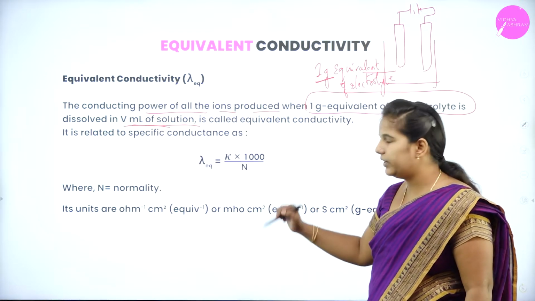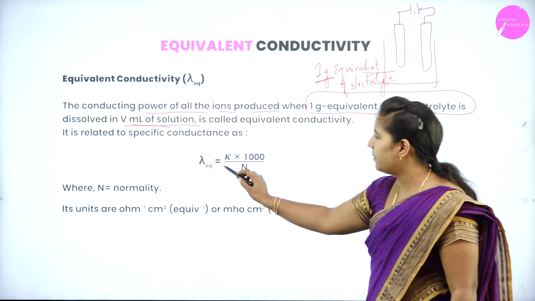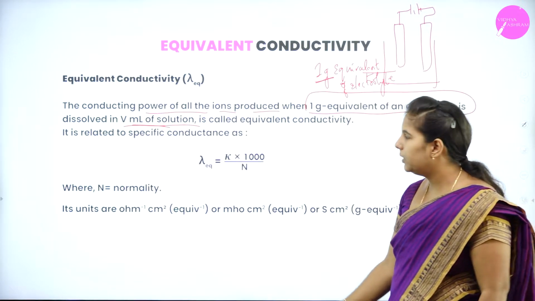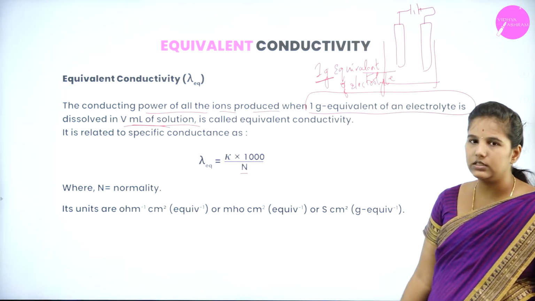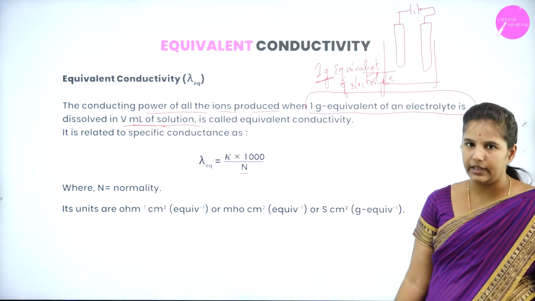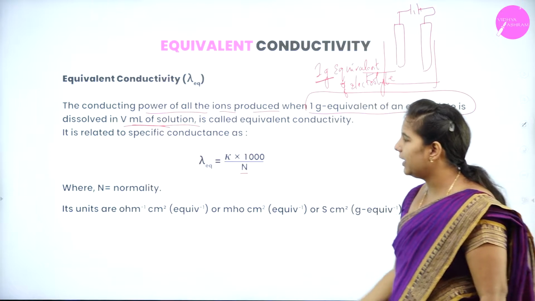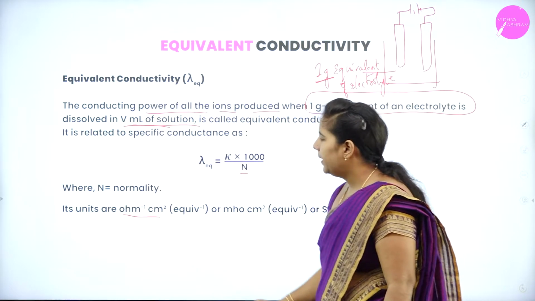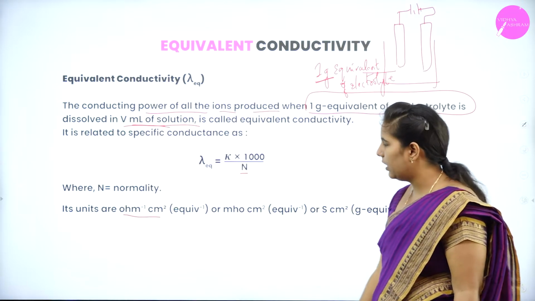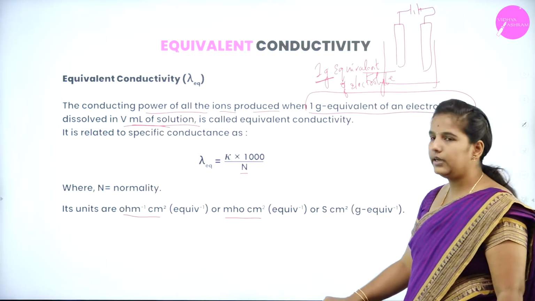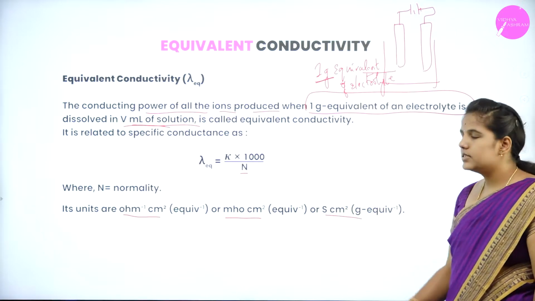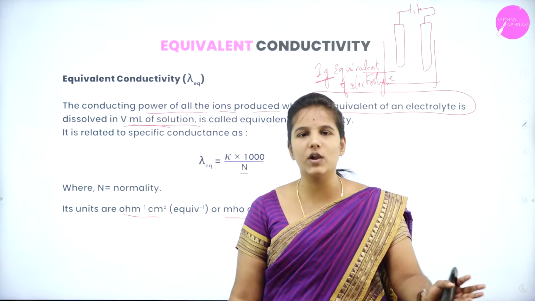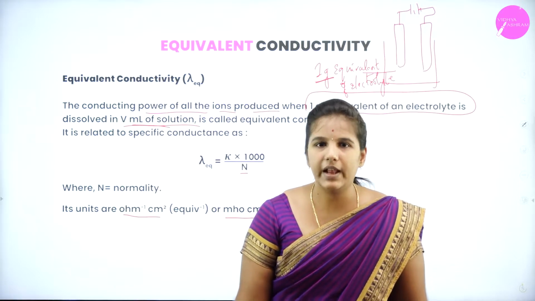So here also I have written the direct equation, that is lambda equivalent, which is equal to K into 1000 divided by N, because here we have considered the volume in terms of normality. N is nothing but the normality, and the SI unit for this equivalent conductance is ohm inverse centimeter square, or you can say mho centimeter square, or you can say Siemens centimeter square. This is how we can easily define the molar conductivity and the equivalent conductivity.